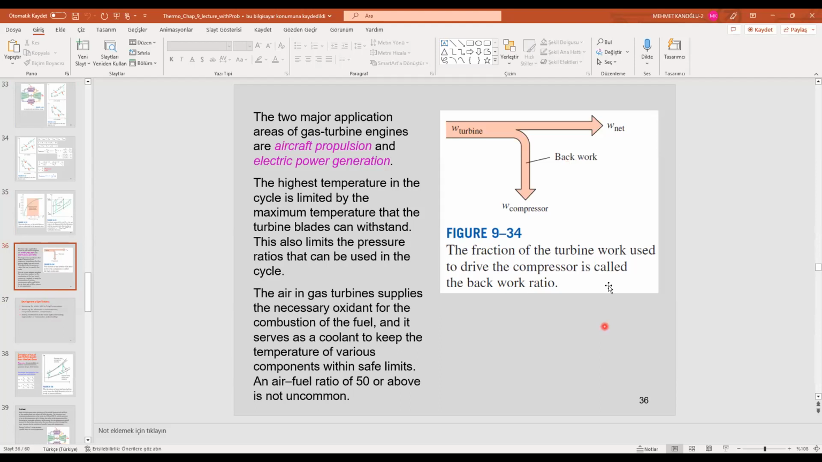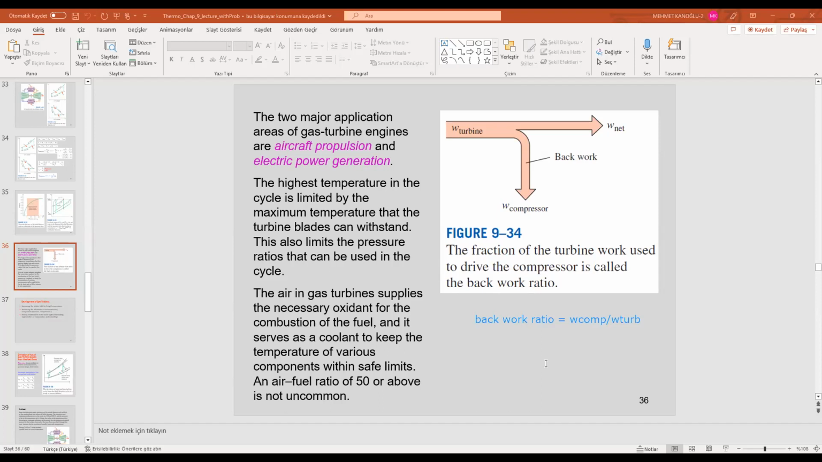Back work ratio. Let me write that for you. Back work ratio is equal to W compressor divided by W turbine. So this ratio is less than 1, of course, as you can imagine. Compressor work over turbine work.